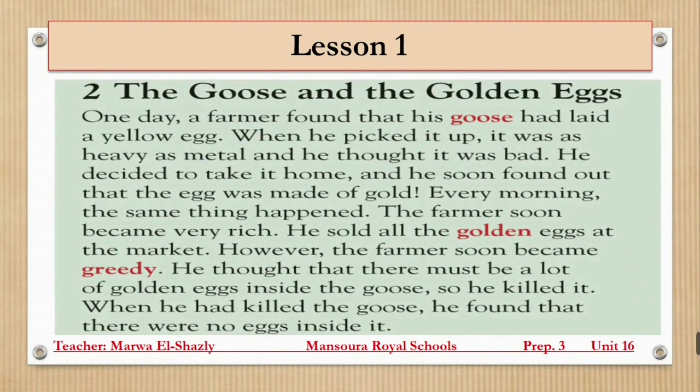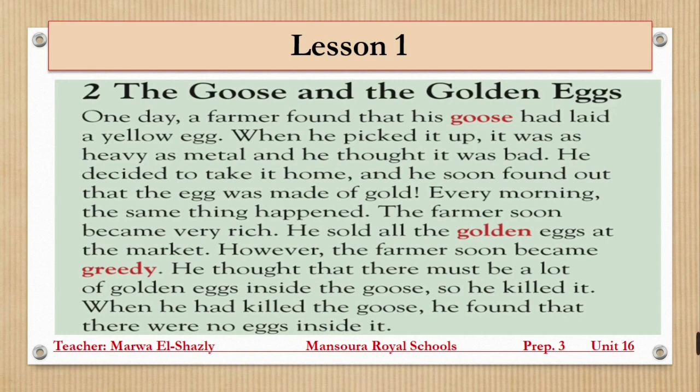For the second story, The Goose and the Golden Eggs. One day, a farmer found that his goose had laid a yellow egg. When he picked it up, it was as heavy as metal, and he thought it was bad. He decided to take it home, and he soon found out that the egg was made of gold. Every morning, the same thing happened. The farmer soon became very rich.